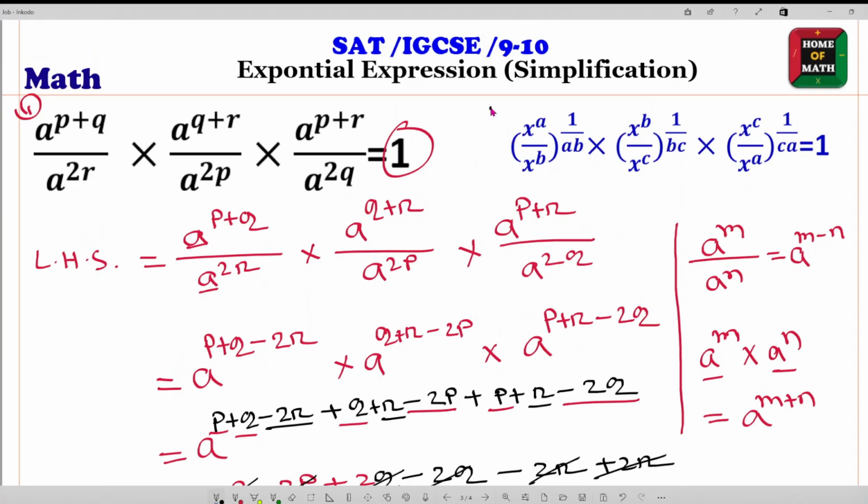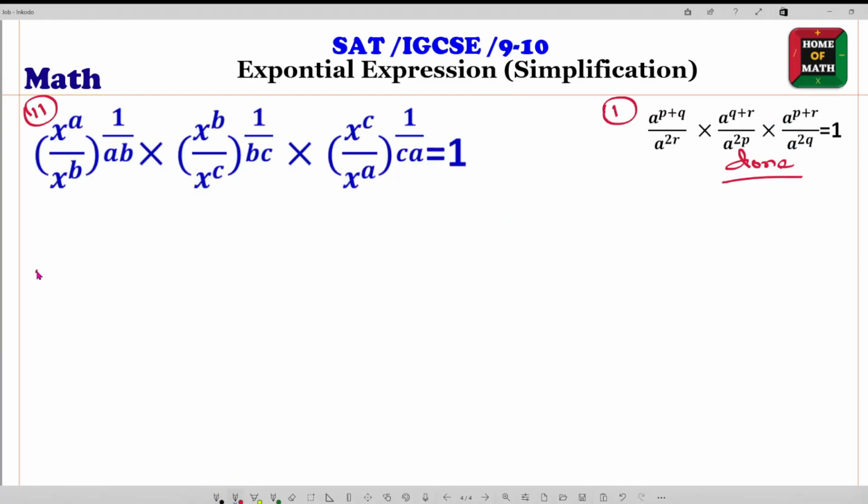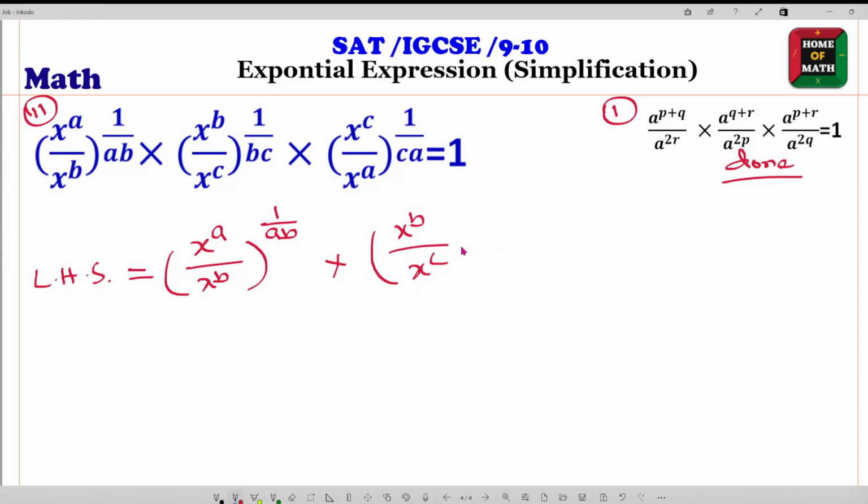Today we will try to solve another similar math topic. Let's start. Second question, left hand side: x to the power a divided by x to the power b, whole to the power 1 by ab, times x to the power b divided by x to the power c, whole to the power 1 by bc, times x to the power c divided by x to the power a, whole to the power 1 by ca. We have to prove this is 1.